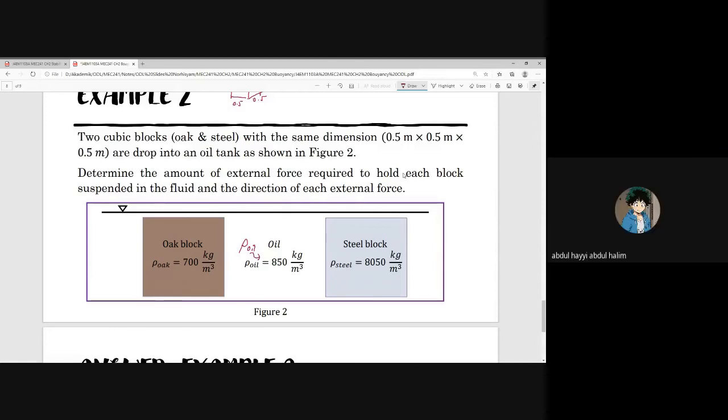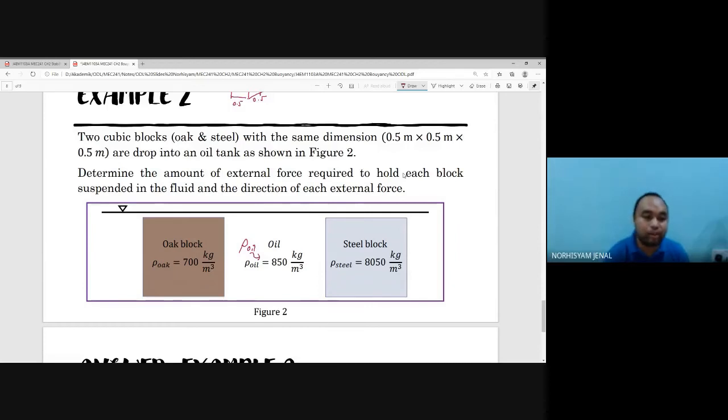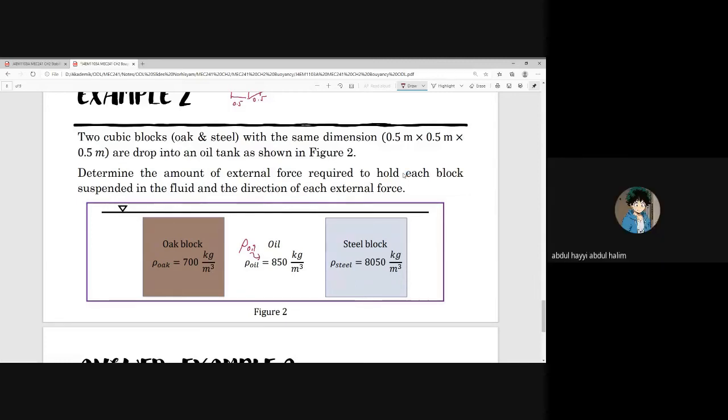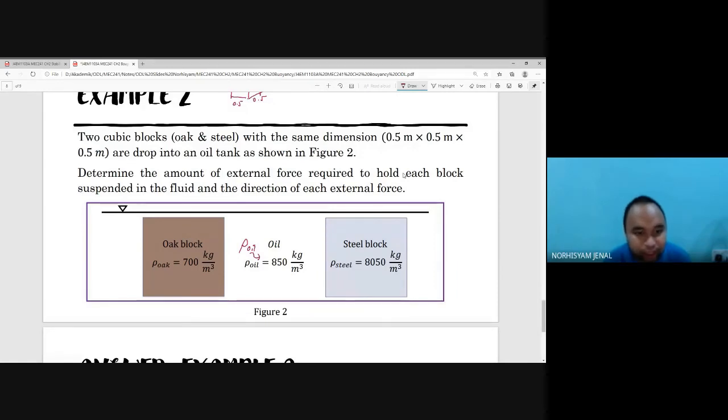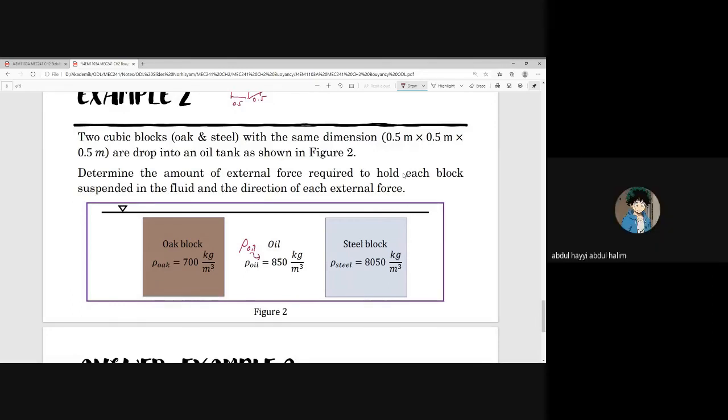Okay, oak block, 700 kilogram per meter cube. If you leave it that way, will it be sinking or floating? Oak block, the chocolate color, the brown color box. If you leave it this way, will it be sinking or will it be floating? I think it is still sinking.